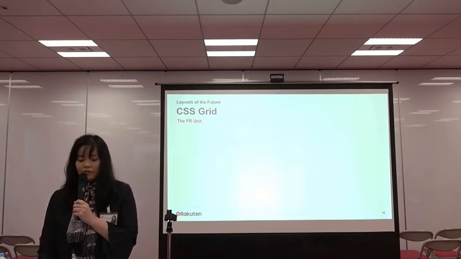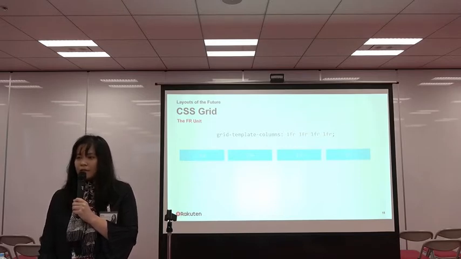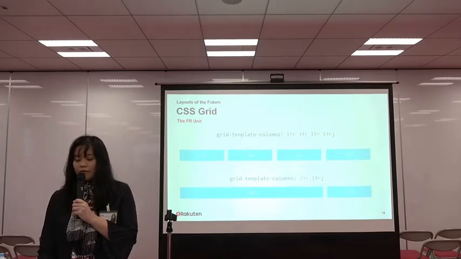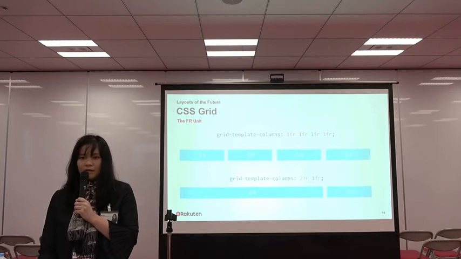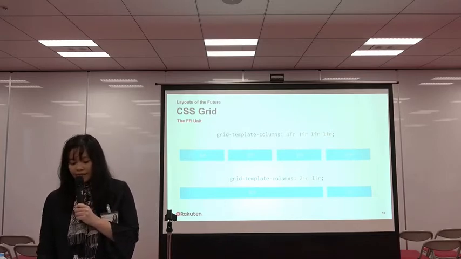So how do fractional units actually work? If I declare 1FR 4 times, it'll give you 4 columns that are a quarter of the available space of your web layout. I can also declare 2FR and 1FR, giving you one element to be 2/3 of the available space of your layout, and another one, finally, 1/3 of the available space of your layout. So it's very intuitive and elegant to work with. You do not need to actually calculate your layouts manually. You can use FR for that.